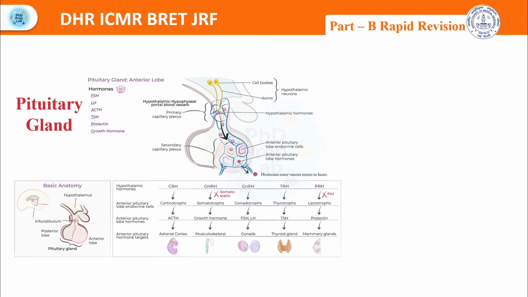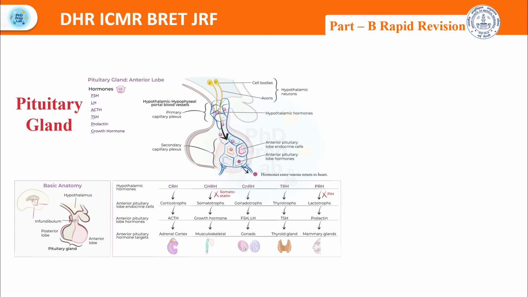Now we have the pituitary gland. This pituitary gland is a small pea-sized endocrine gland which is located in the sella turcica of the sphenoid bone, and it is connected to the hypothalamus via the pituitary stalk. It is also called the master gland because it regulates several other endocrine glands as well.